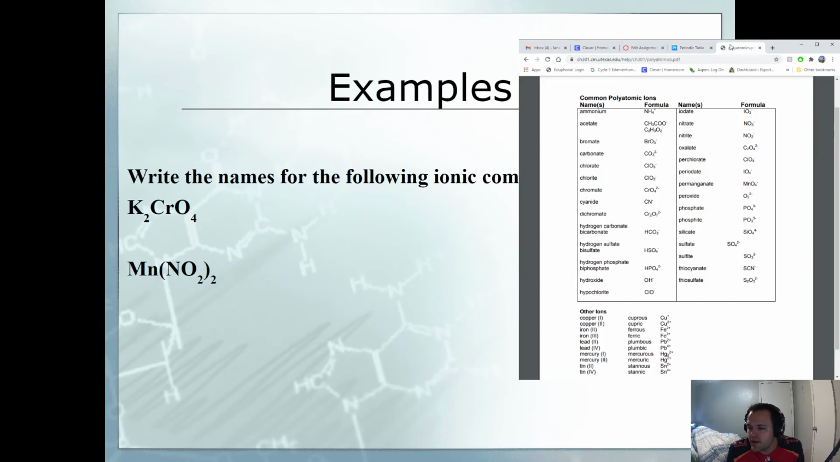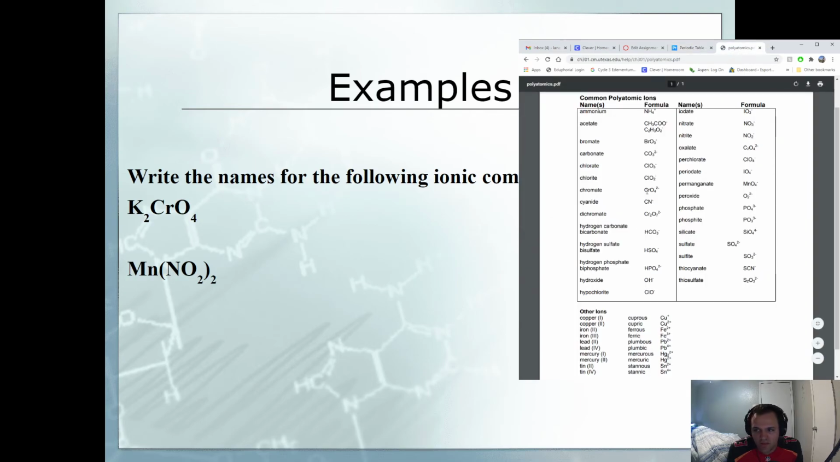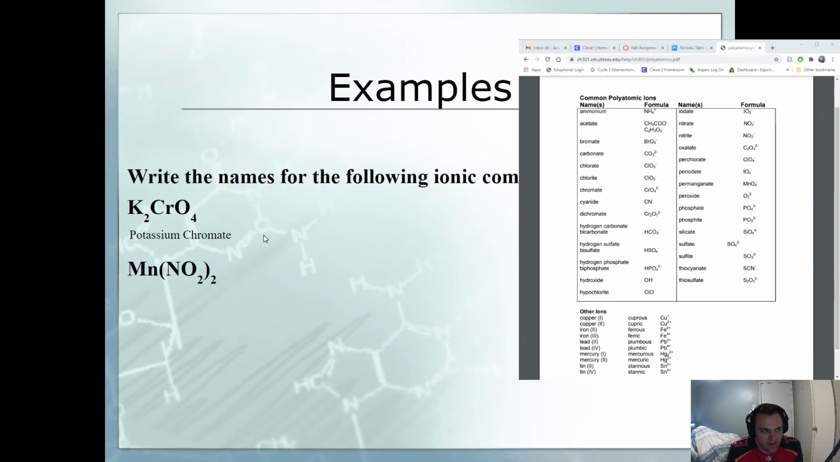And then we go find over here CrO4. If we look over here, we'll find chromate is the name of that ion. So all we're doing here is putting those two names together: potassium for the K, chromate for the CrO4, and the name of it is just potassium chromate. Easy peasy.